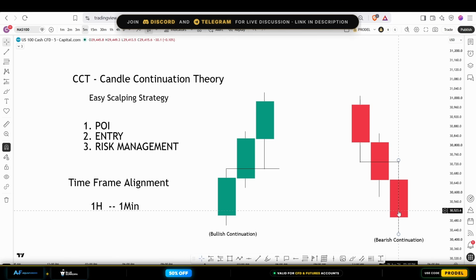Like this in bearish continuation, the first candle low is broken by the second candle body, and that broken level, the first candle low level, becomes the POI for the third candle like this. We will look for buy at this level, and we will look for sell at this level.